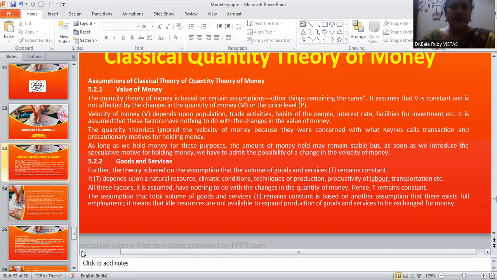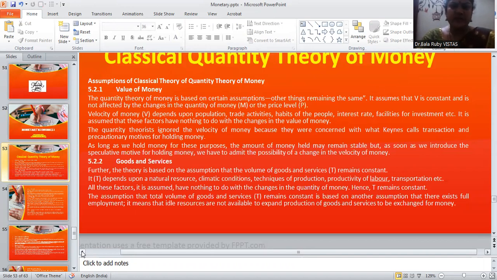The quantity theory of money is based on certain assumptions. Other things remain the same. It assumes V is constant and is not at all affected by changes in the quantity of money, that is M, or the price level. V means velocity of money, M the quantity of money, and P the price level.